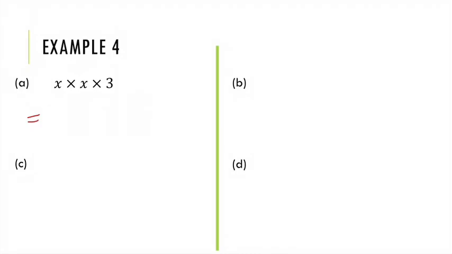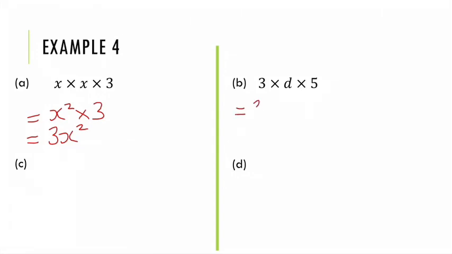In example 4, we've got x times x times 3. X times x gives us x squared, and we still have to multiply this by 3. If I've got 3 sets of x squared, I've got 3x squared. 3 times d times 5, well 3 times d would just be 3d, and I've still got to multiply this by 5. 5 sets of 3d, 5 times 3 gives me 15d altogether.